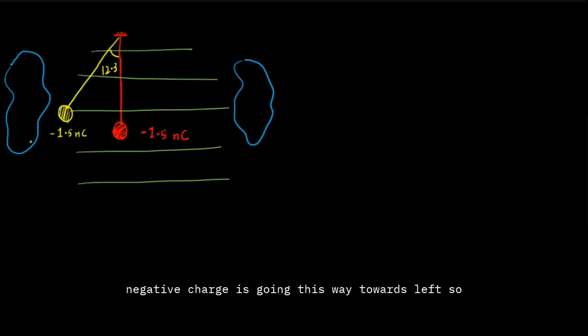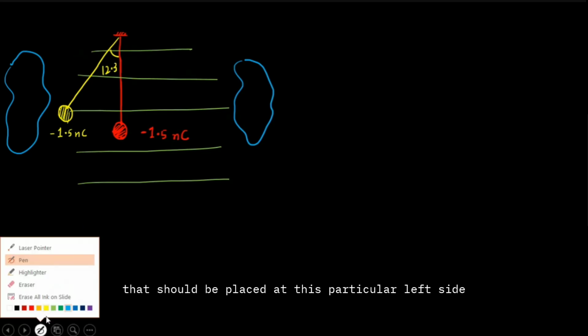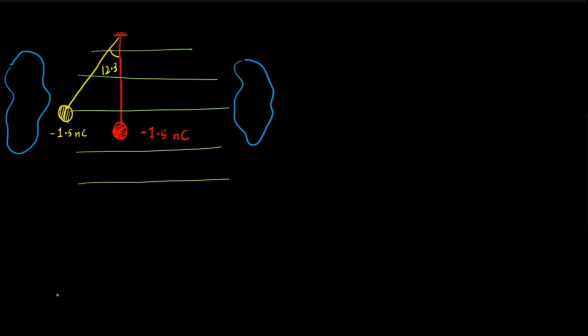Negative charge is going this way, towards left. So what is the nature of the charge that should be placed at this particular left side? What do you think it should be? Positive. Exactly, positive. And here it should be negative, because it is going away from negative charge.